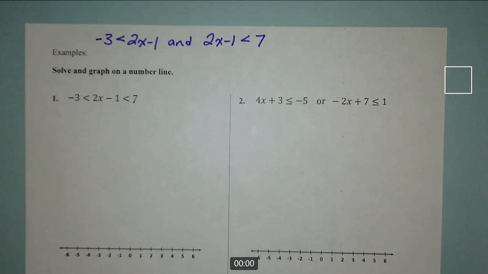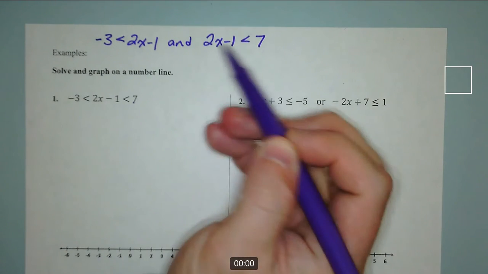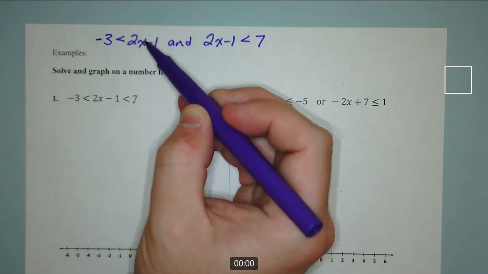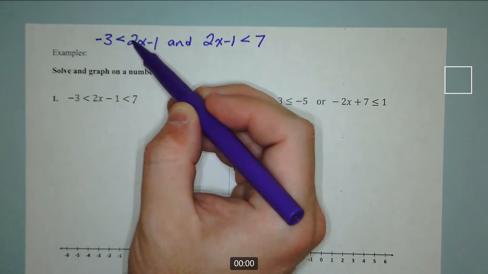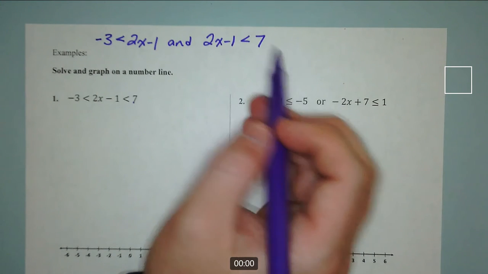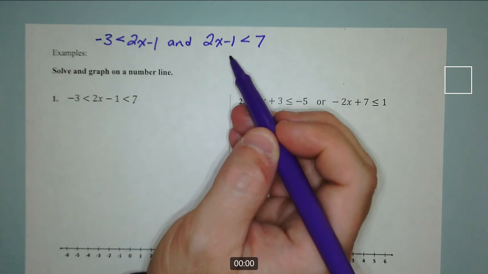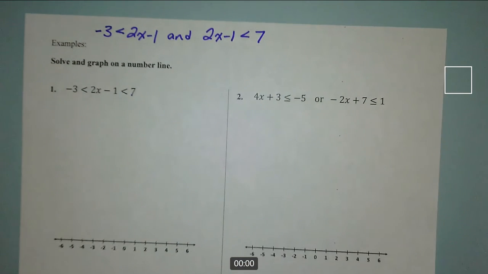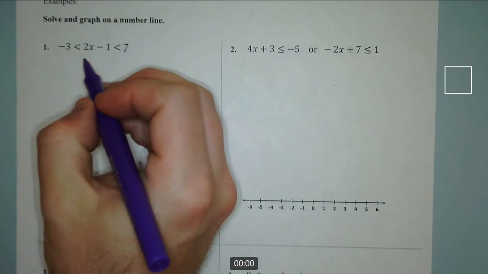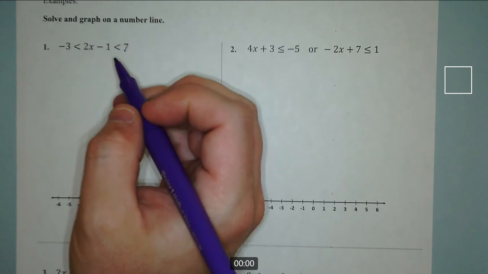If you separated them into the 2 separate inequalities, the word would be and, and these would be the 2 inequalities. 2x minus 1 is included in both of them. Negative 3 is less than 2x minus 1 and 2x minus 1 is less than 7, at the same time. And then what you would do is solve each of these for x and then graph them both. But guess what? You can solve for x as is, the way this is written.